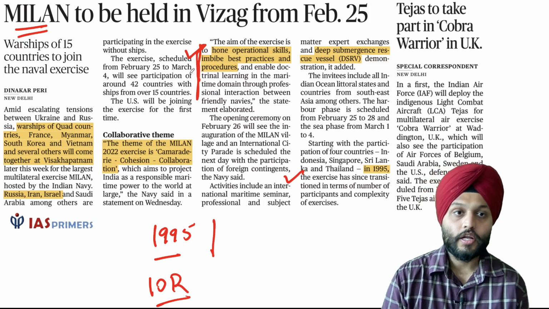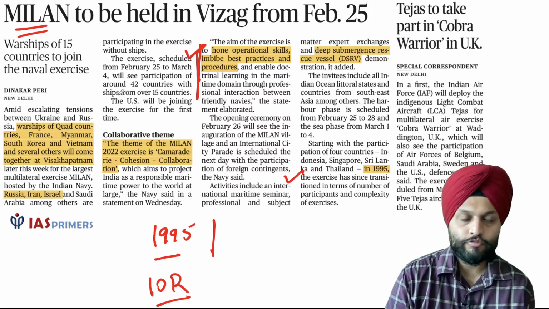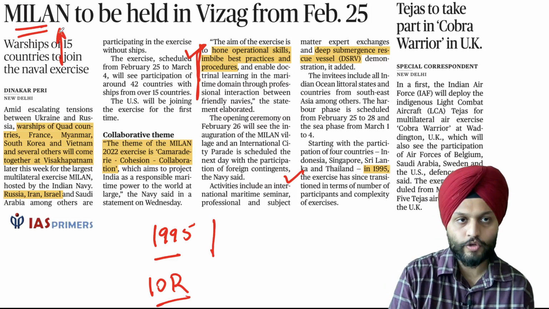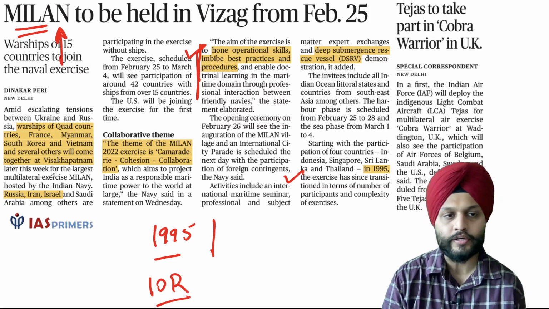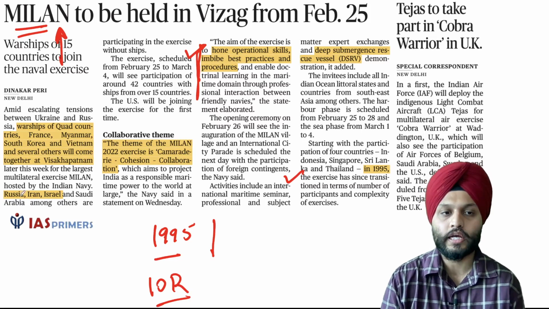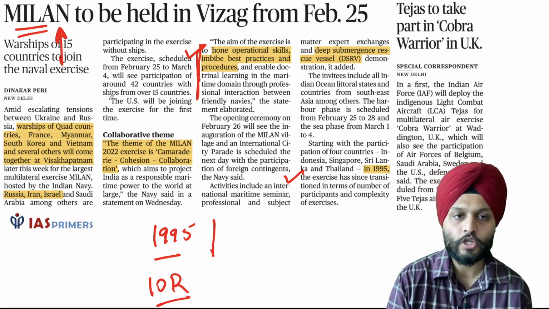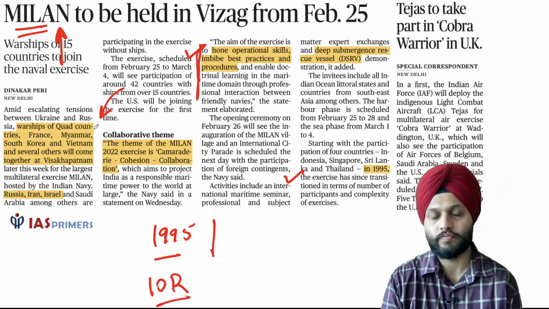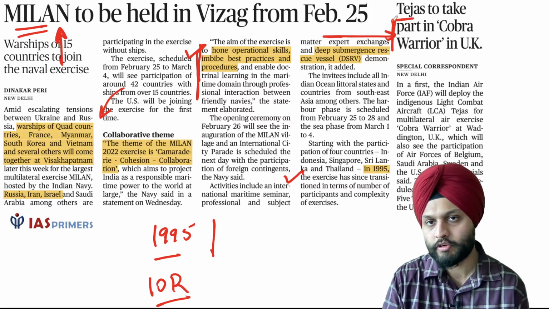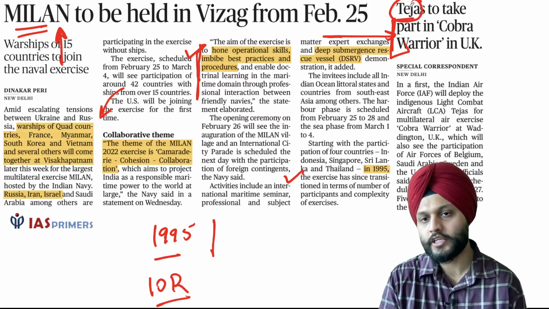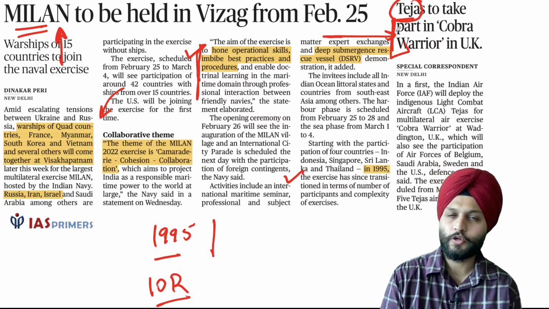Right, so this is it. Now from our perspective, what you need to keep in mind is that MILAN is not restricted to the Indian Ocean region. There are other countries also outside of this, like Russia, Iran, Israel. Now even the Quad members have been invited. Now we have a reference to another military exercise, Cobra Warrior, which will take place in UK, and Tejas will take part. Now I'll tell you something about it.